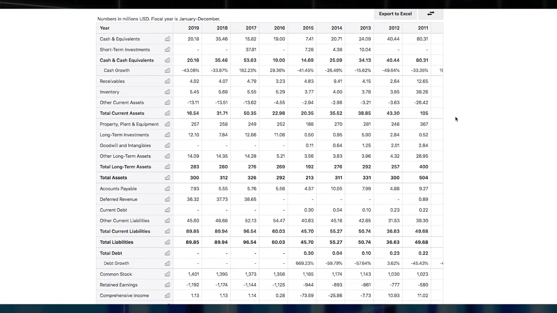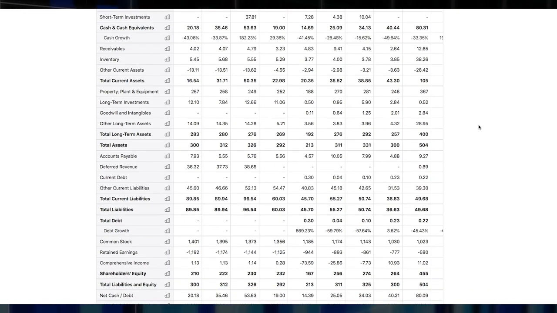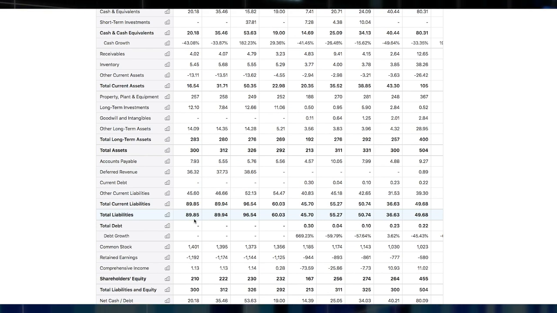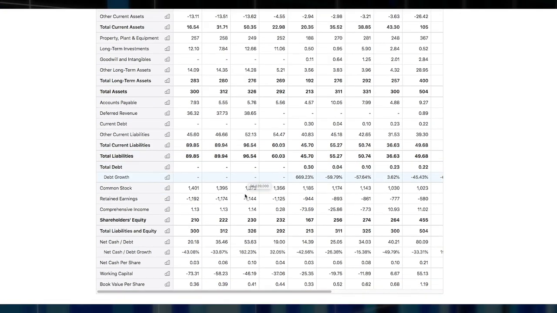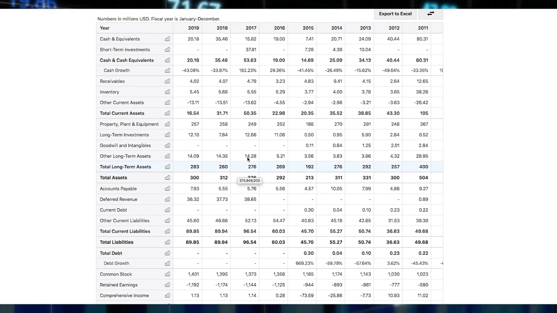Moving on to the balance sheet. I don't want to get into too much detail here, guys, because I don't want to make this video too long for anyone watching. But in terms of assets, they seem fairly stable. Liabilities, again, are pretty much the same as the prior year, although they have dropped from 2017. So I'd be interested to see what the 2020 results show.